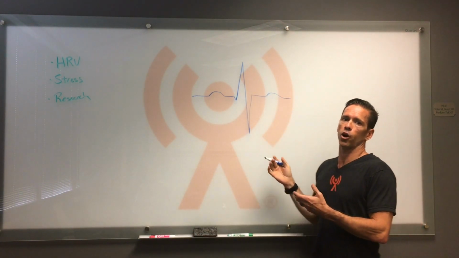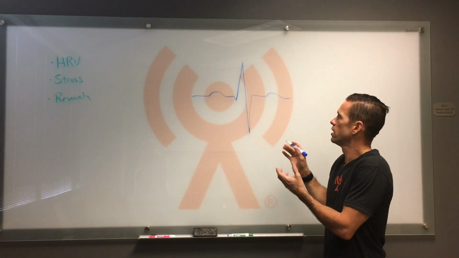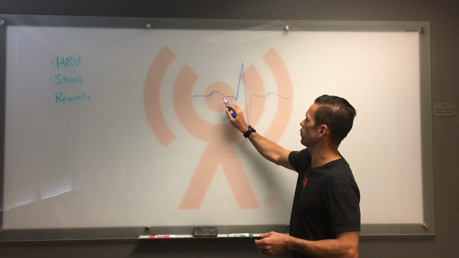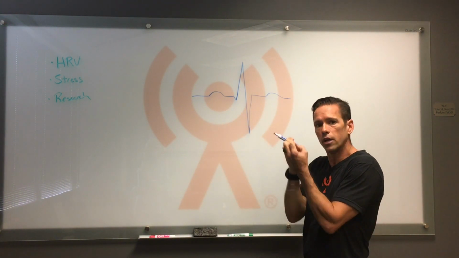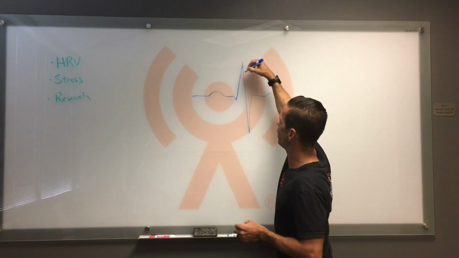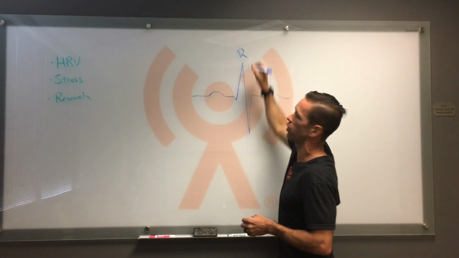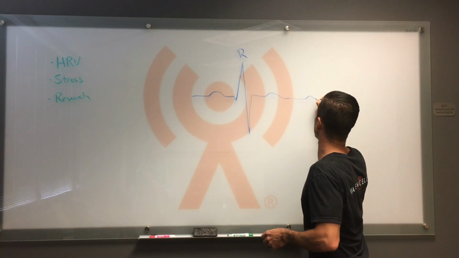So every time that your heart beats, this electrical signal is produced. When the chambers of your heart do their electrical impulses that cause the mechanical beating of your heart, this is measured by electrocardiogram. And the one thing that we're going to focus on in this electrocardiogram is this R wave. So we end up with a couple heartbeats.